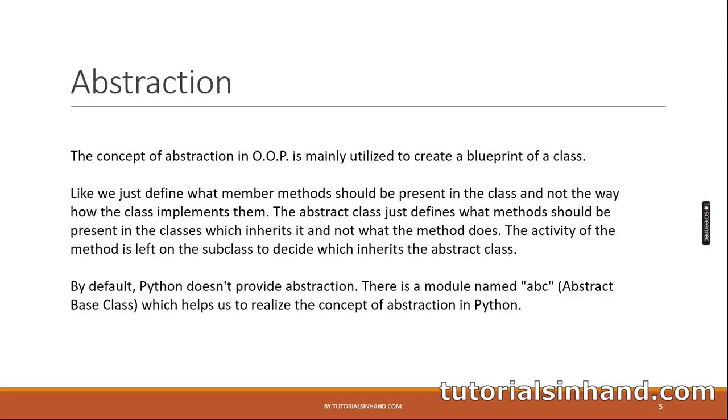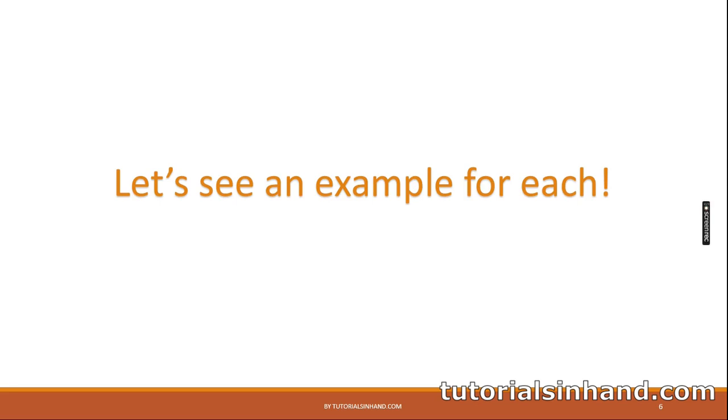And in Java, you don't need any other third-party module to realize this abstraction concept. But in Python, we use ABC, Abstract Base Class, to realize the concept of abstraction. Okay. We have done enough of theory as of now, so let's go to VS Code and see an example for each one of them.